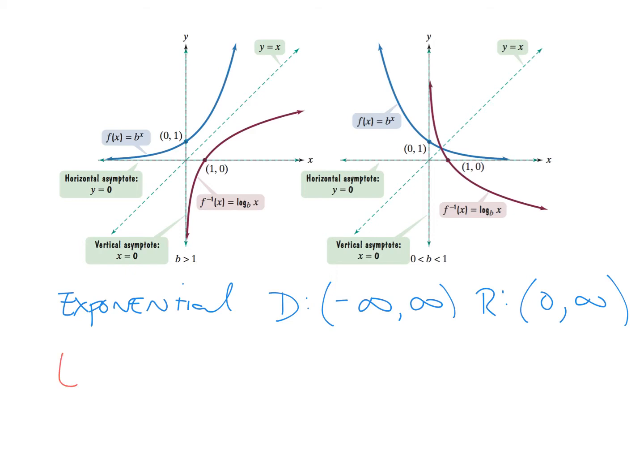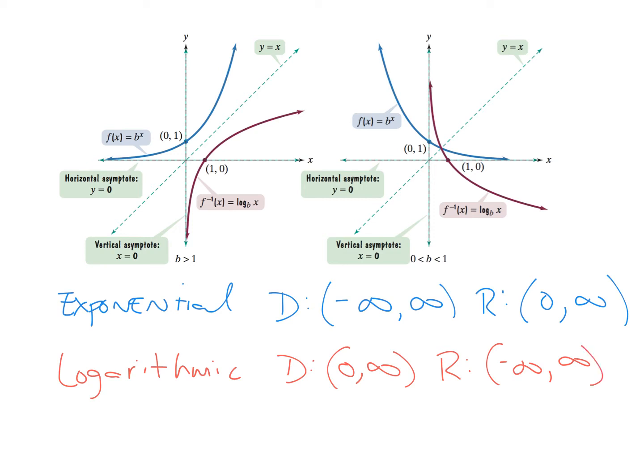For logarithmics, the domain actually switches, and you can see that. So the domain goes from 0 to infinity, and remember those are all the possible x values, and the range is from -infinity to +infinity.